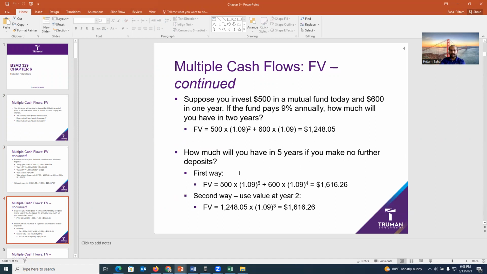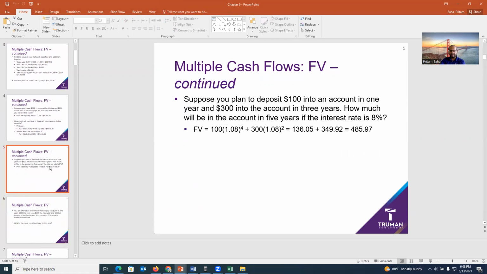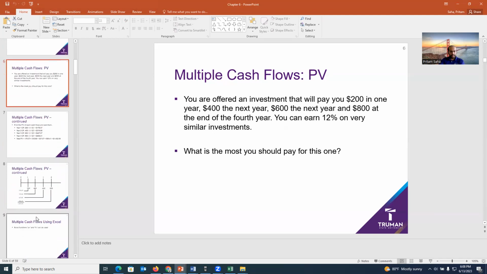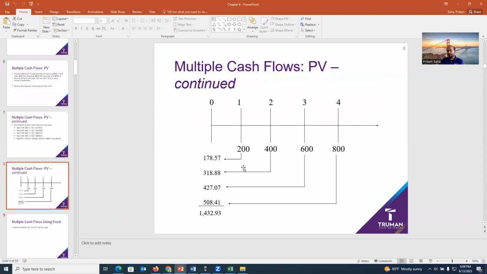So similar thing. I should encourage you to just go through this slide. Now for the present value, you discount back. This graph is explaining the present value idea. Let's say you're getting $200 at the end of year 1, 400, 600, and 800 here. Discount this cash flow 1 year, this cash flow 2 years, this cash flow 3 years, this cash flow 4 years at the appropriate rate.